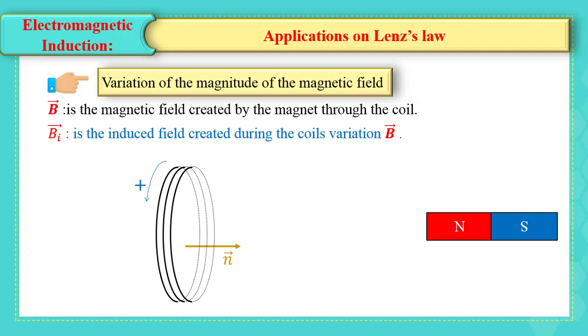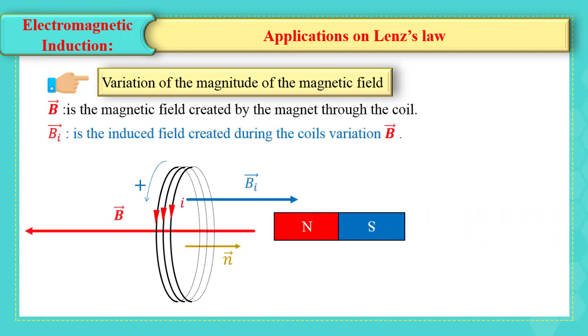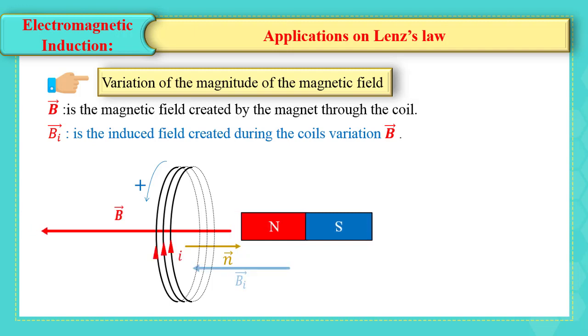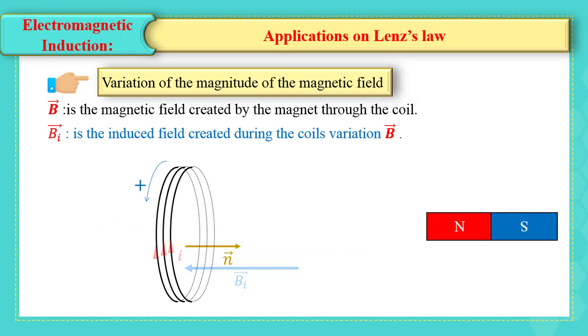So, as the magnet approaches the coil, the magnitude of B increases. Hence, the BI vector and the B vector have opposite directions, while as the magnet moves away from the coil, the magnitude of B decreases. Hence, BI and B have the same directions. We can determine the direction of the current in the coil by using the right-hand rule.